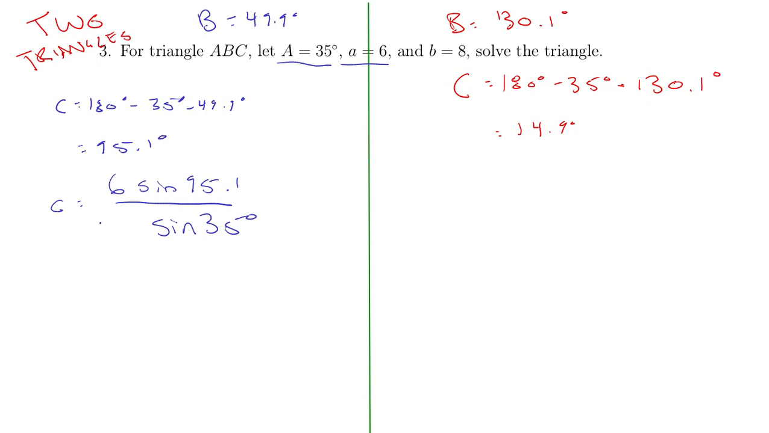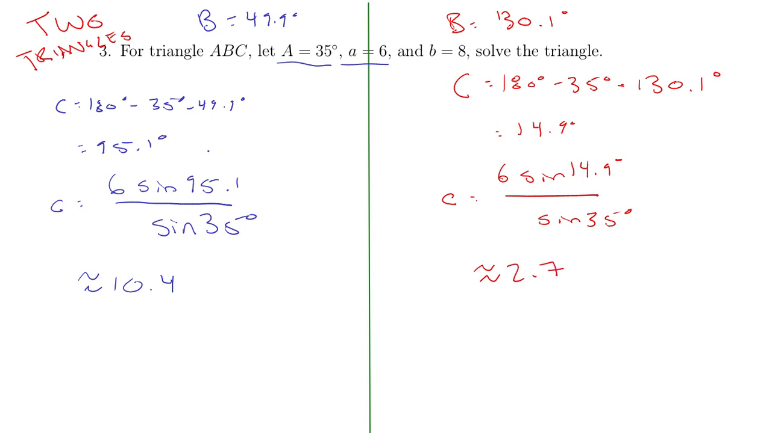Oops, I typed that in wrong. I forgot the last digit. Oh boy, here we go. All right, over sine of 35. There we go. C, that makes more sense. 10.4-ish. And over here, we're going to get a pretty small value for C. We're going to have 6 times sine of 14.9 degrees over sine of 35 degrees. 6 times sine of 14.9 divided by sine of 35. We've got 2.7-ish.